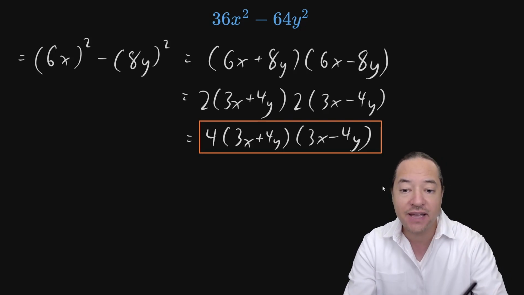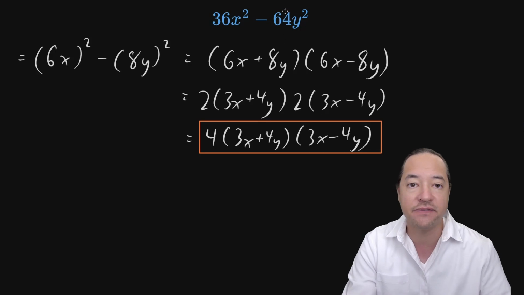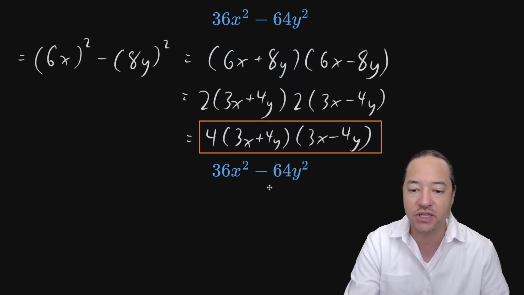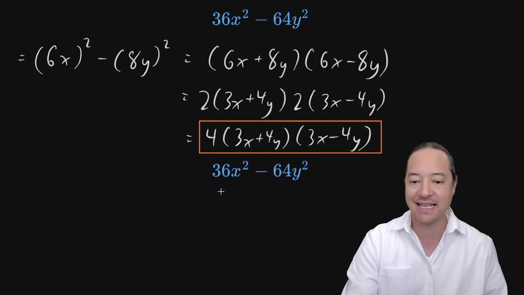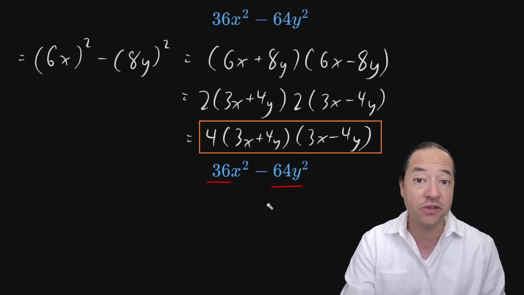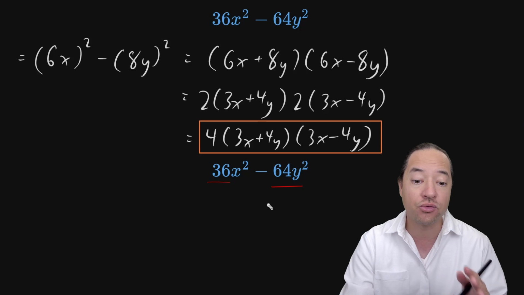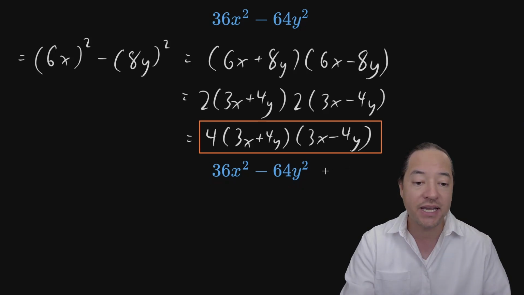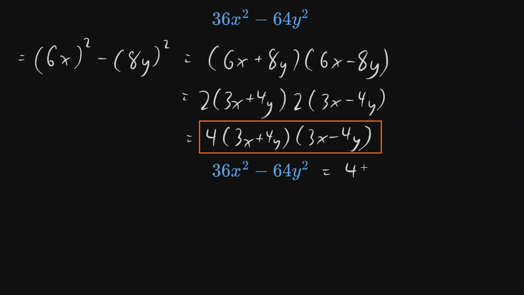I could have actually done this a little bit differently, right? If I just grab a copy of this really quick, what I can recognize is that I should already be able to factor out a 4 from both of these. These share a greatest common factor of 4. So I can rewrite this as 4 times 9x squared minus 16y squared. Okay, that's what I would get if I factor a 4 out of that.